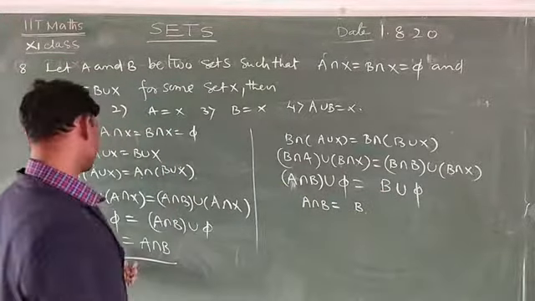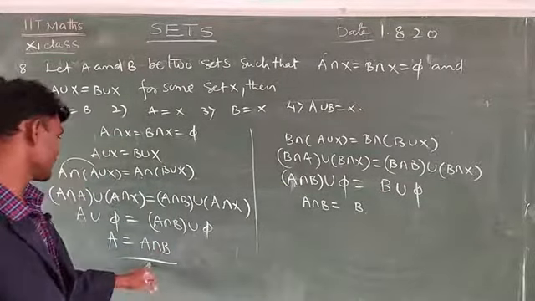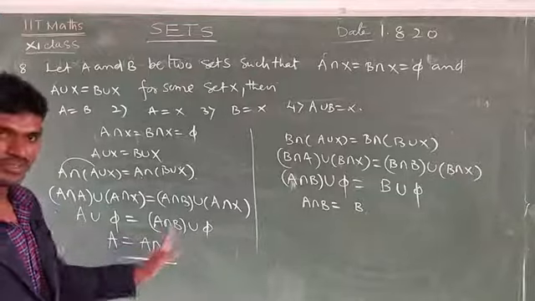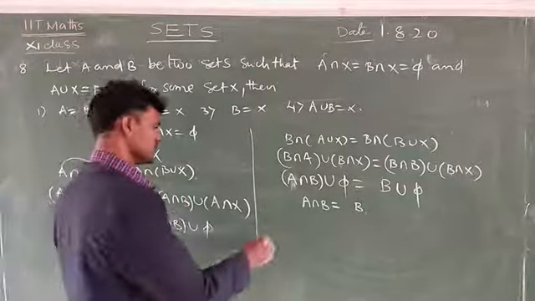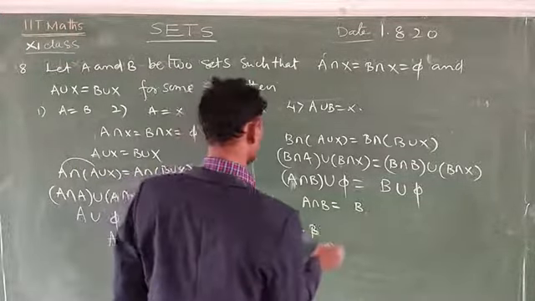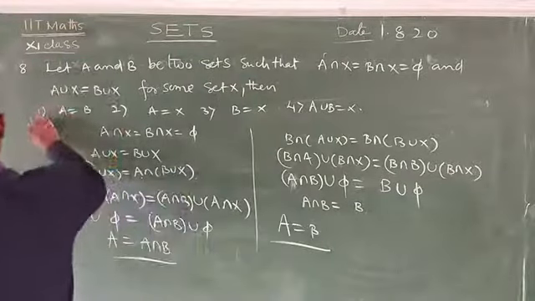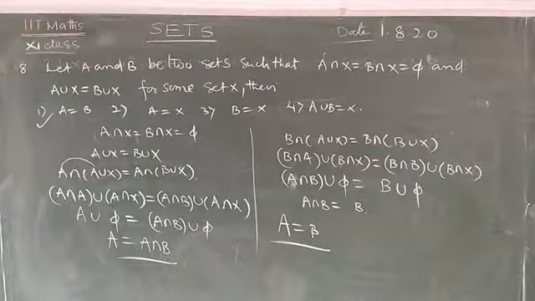Now from these two cases we can take both: A intersection B is equal to A, and A intersection B is equal to B. Now A is equal to B. Which option? This is the first option. Note down.